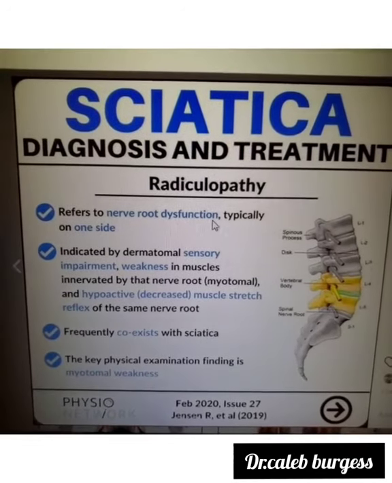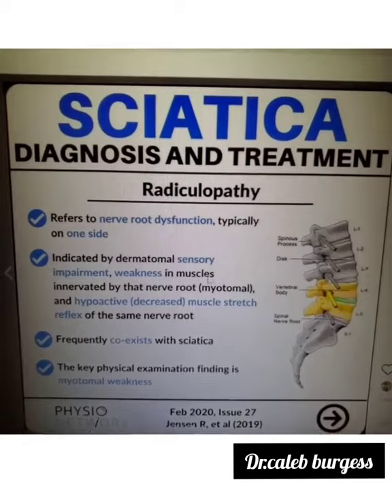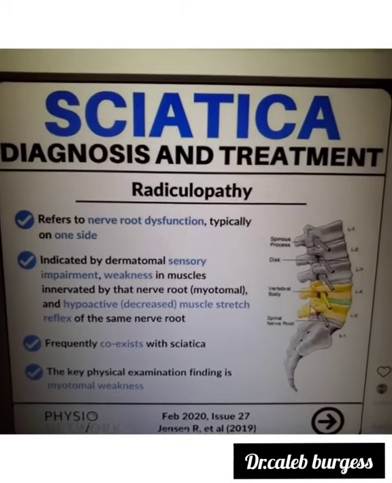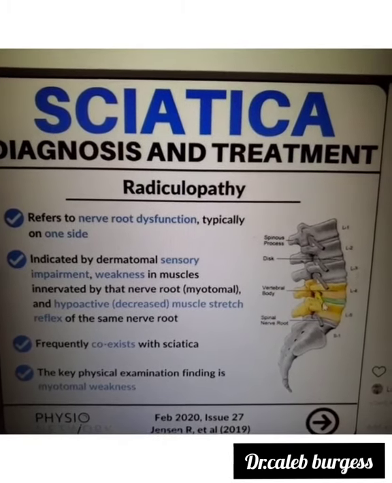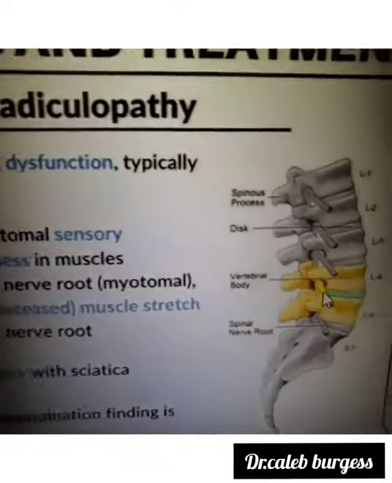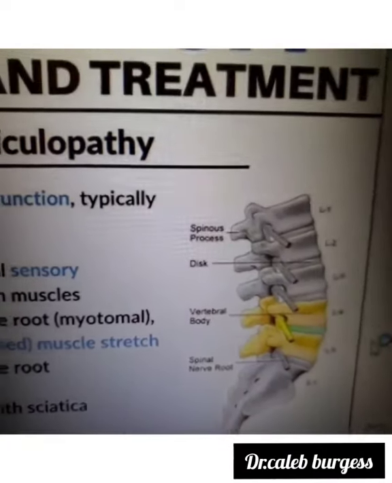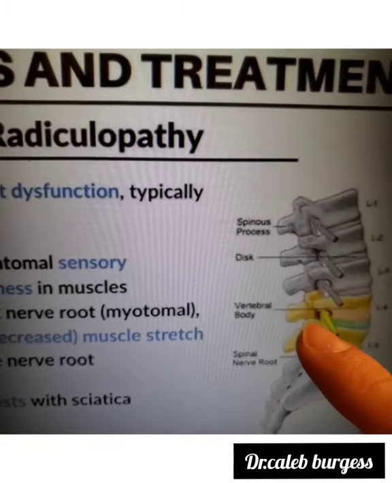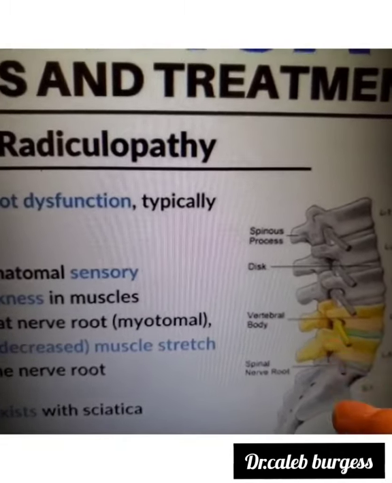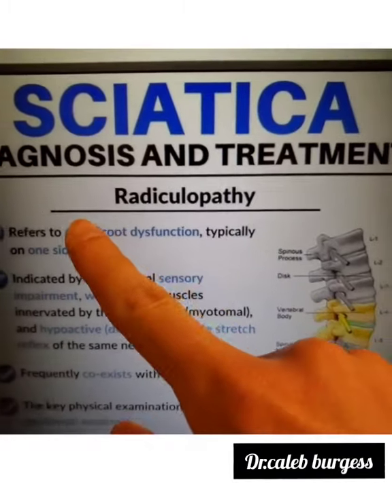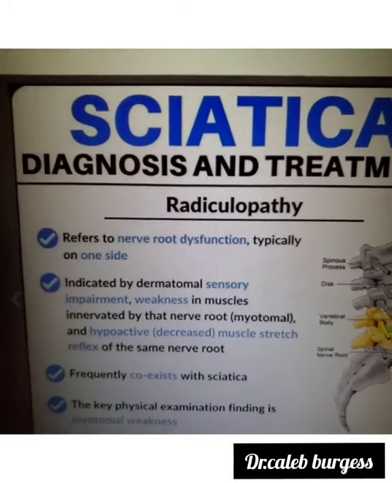So now we're on to radiculopathy. Radiculopathy refers to the nerve root, so basically where the nerves come out of the spine. You can see right here, this would be the nerve coming out between two vertebrae, or two bones within the spine. And if this gets inflamed or aggravated, that would be called lumbar radiculopathy.